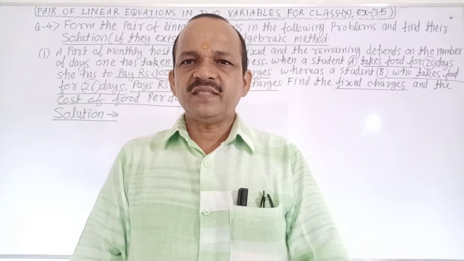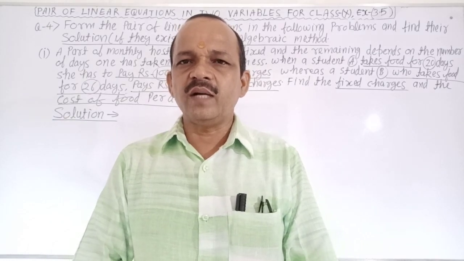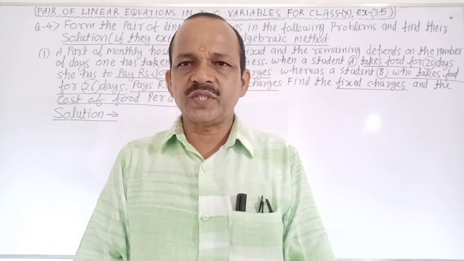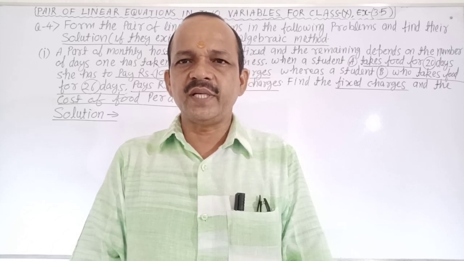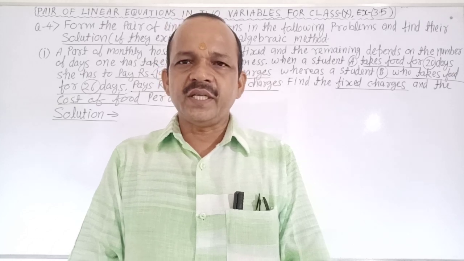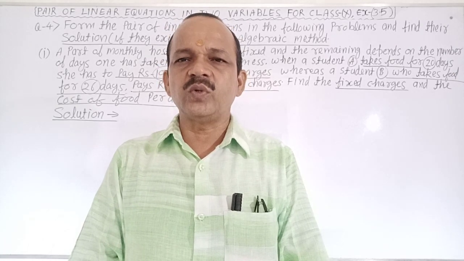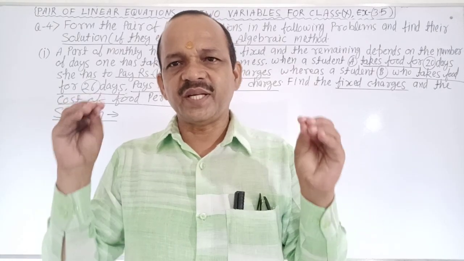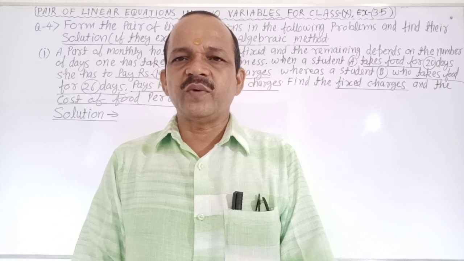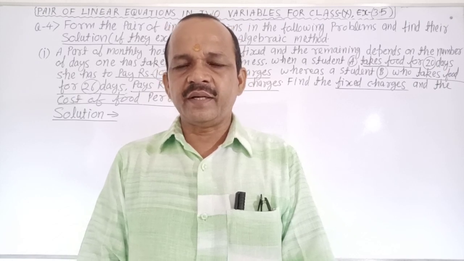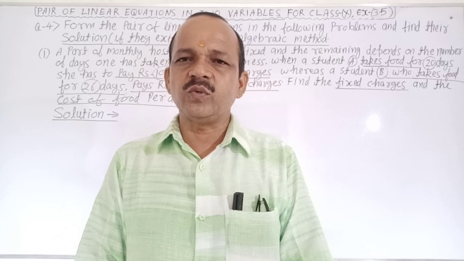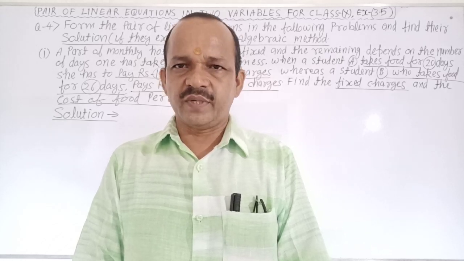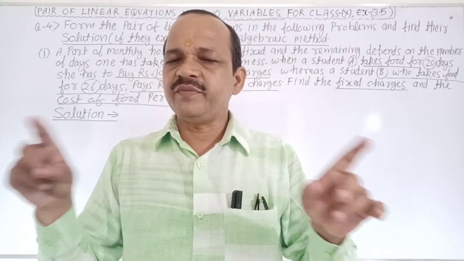Very good. Firstly I want to describe the form of pair of linear equations in two variables, because you can ask me what is the form of pair of linear equations in two variables. It is new for you, so you can ask very easily. a1x plus b1y plus c1 equal to 0 and a2x plus b2y plus c2 equal to 0. It is the form of pair of linear equations in two variables.